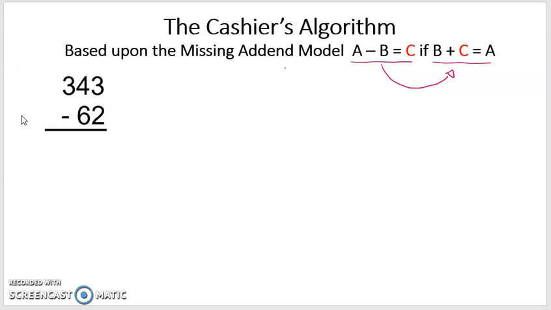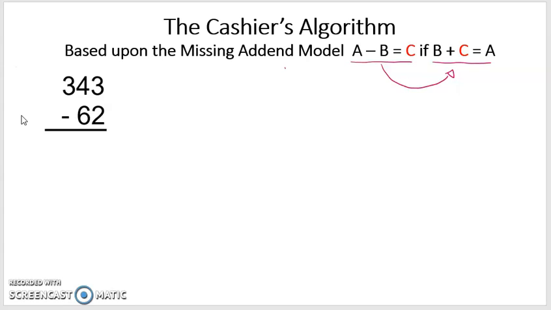For the Cashier's algorithm, what cashiers do is they do this when they're returning change. Next time you go to a store and give the cashier some change, see how they're counting it back. So supposing you bought something that was $62, and for some odd reason you gave them $343. What would your change be?